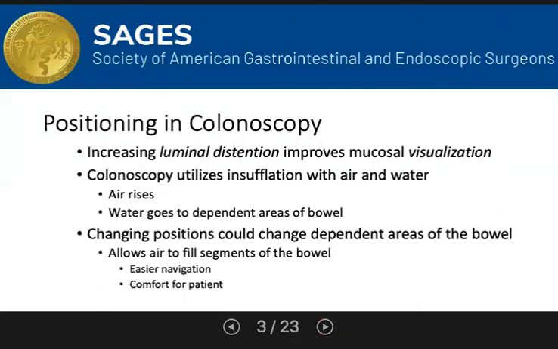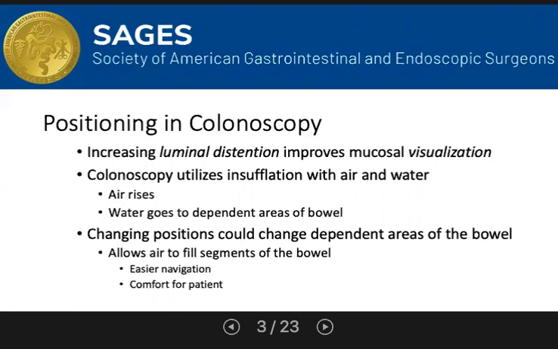Patient positioning in colonoscopy has been proposed as a simple and inexpensive technique to increase luminal distension and improve mucosal visualization. Colonoscopy utilizes both air and water during the procedure. Air rises and water tends to go to the dependent areas of the bowel. Changing position changes the dependent area of the bowel, allowing air to fill the non-dependent segments of the bowel and increases luminal distension in these segments. This allows for easier navigation of the colonoscope and improved comfort for the patient.